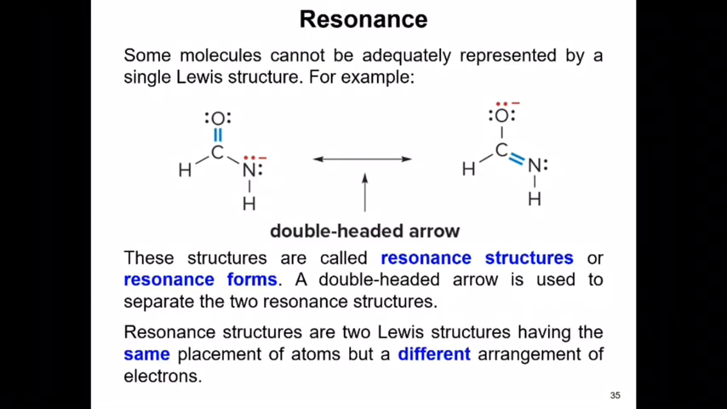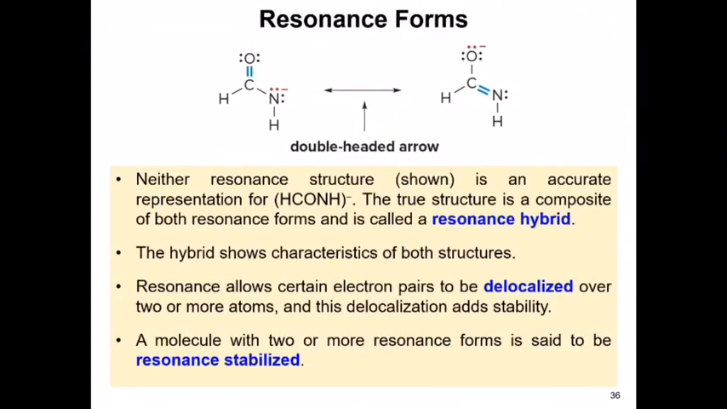In this example, the structure on the left has the double bond between the carbon and the oxygen, and the formal negative charge on the nitrogen. But the structure on the right has the double bond between the carbon and the nitrogen with the formal charge on the oxygen. The real structure of this molecule, however, is a combination of the two, known as a resonance hybrid, which basically shows the characteristics of both structures.